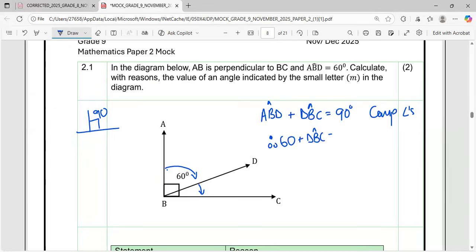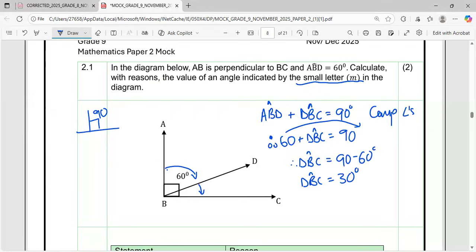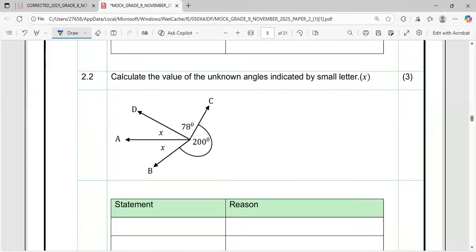So finally, I'm going to have that first angle, which is 60, plus DBC. We don't know how much that angle is. And I'm going to take this one over to that side. Therefore, angle DBC is equal to 90 minus 60, which will give us 30. But you will realize that in this case, they said there's angle M. There's this letter M. It was not written there, but it was supposed to be there. We were supposed to have M there, but unfortunately, they did not put it there. But it is there. So that's the first question.